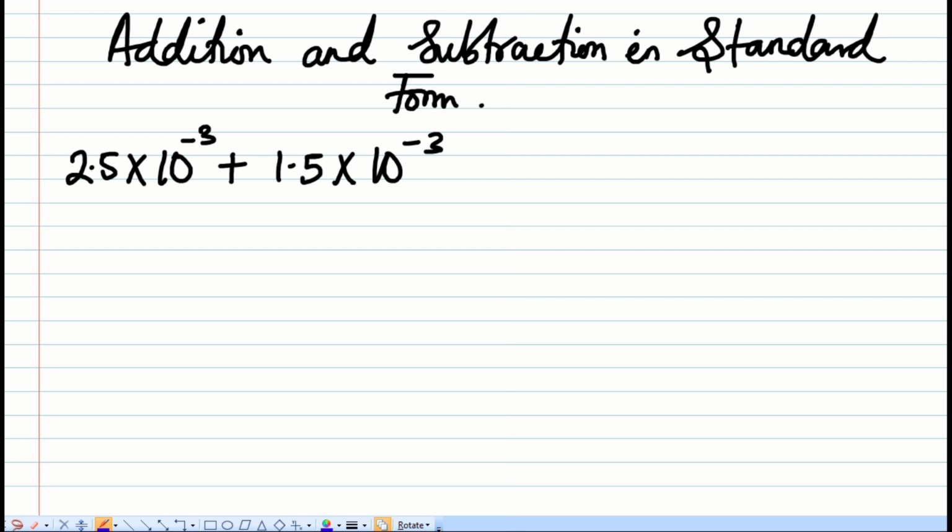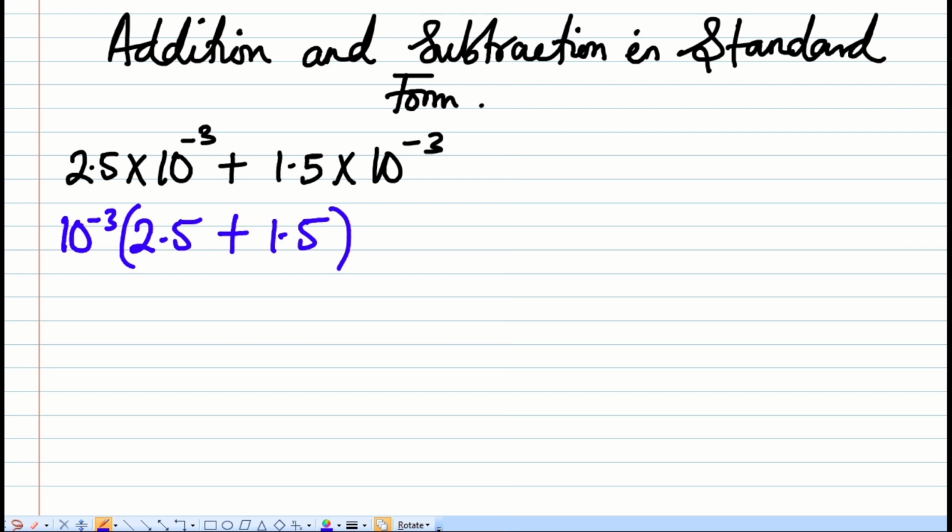So we're going to factor out 10 raised to the power minus 3. It's going to cancel 10 raised to the power minus 3, so we have 2.5 plus 1.5. I have a teaching on factorization just in case you want to learn more on factorization. I'm going to put the link in the description.